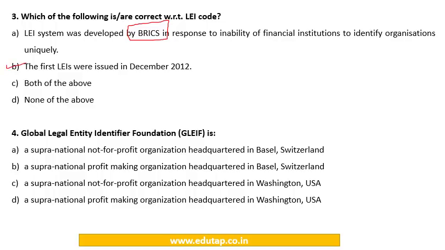Next question. Global Legal Entity Identifier Foundation is, options are a supranational not-for-profit organization headquartered in Basel, Switzerland, a supranational profit-making organization headquartered in Basel, Switzerland, a supranational not-for-profit organization headquartered in Washington, USA, or a supranational profit-making organization which is headquartered in Washington, USA. So we have studied that this particular foundation is headquartered in Basel, Switzerland. So that's why the answer is going to be option number A.